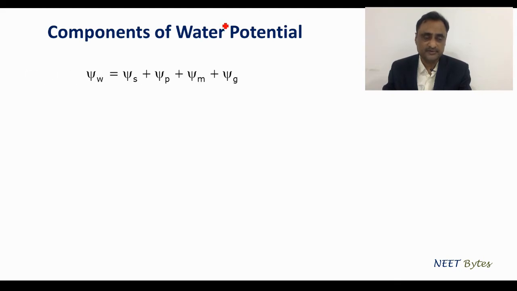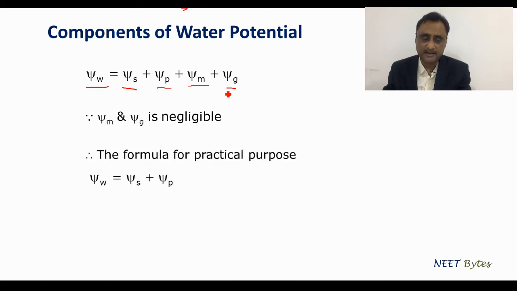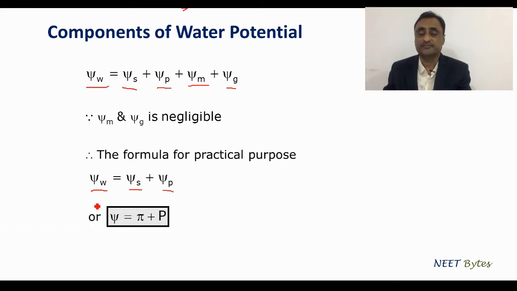You see there, water chemical potential is a sum of solute potential, pressure potential, matrix potential and gravity potential. Since I told you that matrix and gravity potential are negligible, for all practical purposes we can say that water potential is equal to solute potential plus pressure potential. Or we can also say that psi is equal to pi plus p, right? So that becomes the relation between the different potentials for all practical purposes.